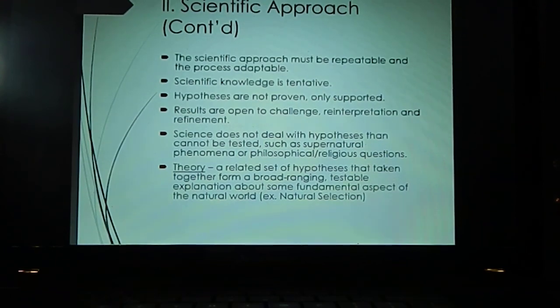So we talked about a hypothesis being a tentative, testable explanation for a question or observation. A theory is a broader thing. It's a set of hypotheses that, taken together, form a broad-ranging testable explanation about some fundamental aspect of life. All right, so natural selection might be one of those.